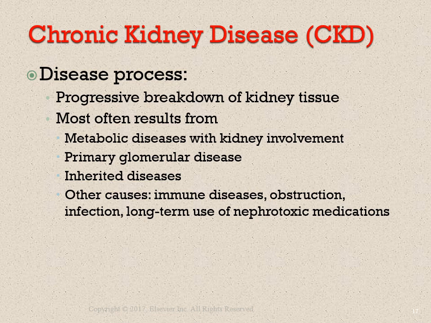Most often results from metabolic diseases with kidney involvement, primary glomerular disease, inherited diseases, and other causes include immune diseases, obstruction, infection, and long-term use of nephrotoxic medications. So patients can have a lot of different risk factors. We talked about our case study patient, and they had some risk factors. So modifiable risk factors include blood pressure, glycemic control, and addressing lipid panels. So these are some things that people can modify.